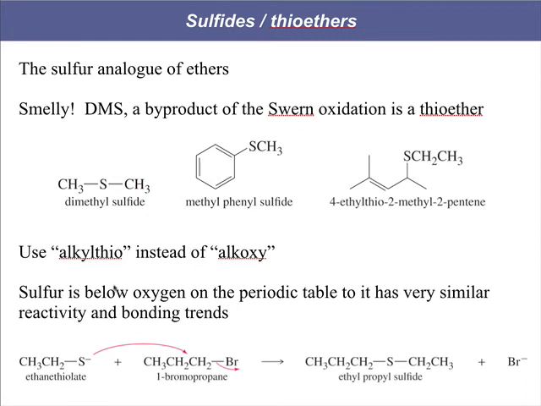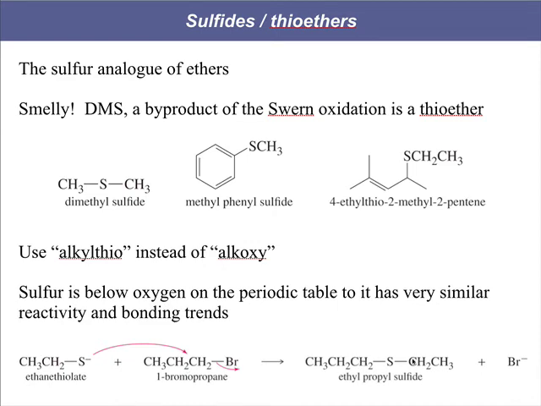Sulfur is below oxygen on the periodic table, so it has very similar reactivity and bonding trends. It will make 2 bonds like oxygen will. If it's got 1 bond and 3 lone pairs, it's got a negative charge. That makes it a nucleophile. So this ethane thiolate nucleophile, we could use it to attack, say, a bromopropane. That would be an SN2 reaction. Our nucleophile would attack the carbon with the leaving group, displace the leaving group, and we make our bond.